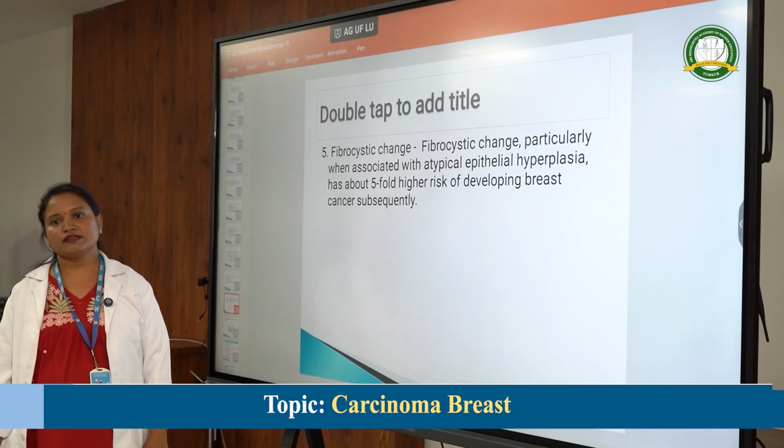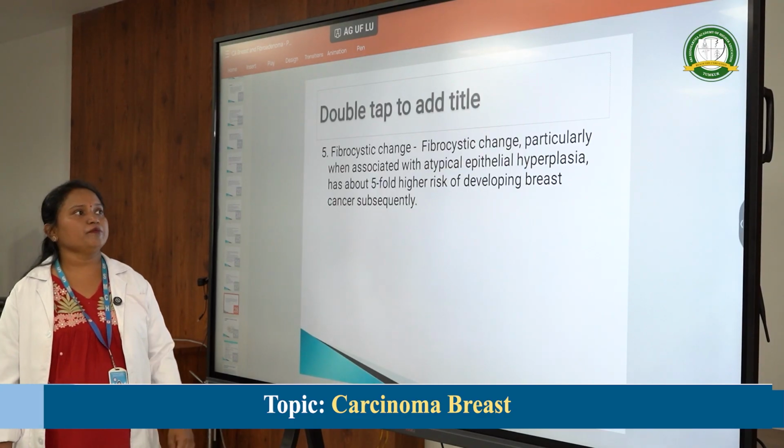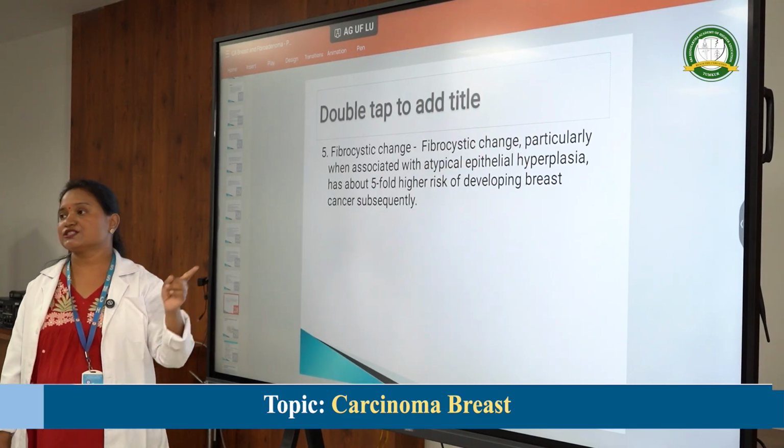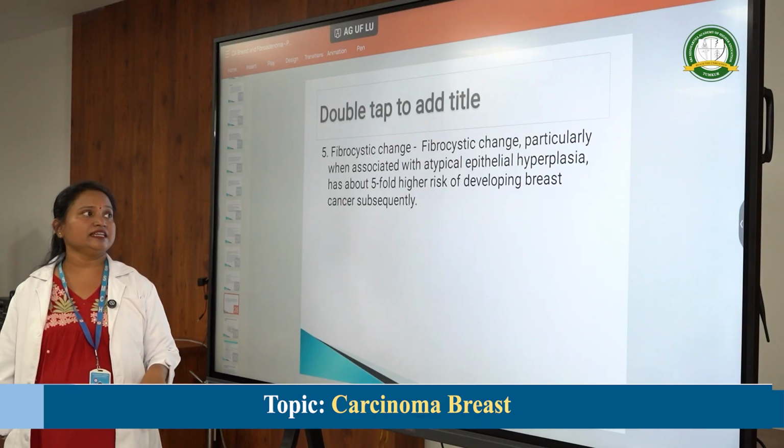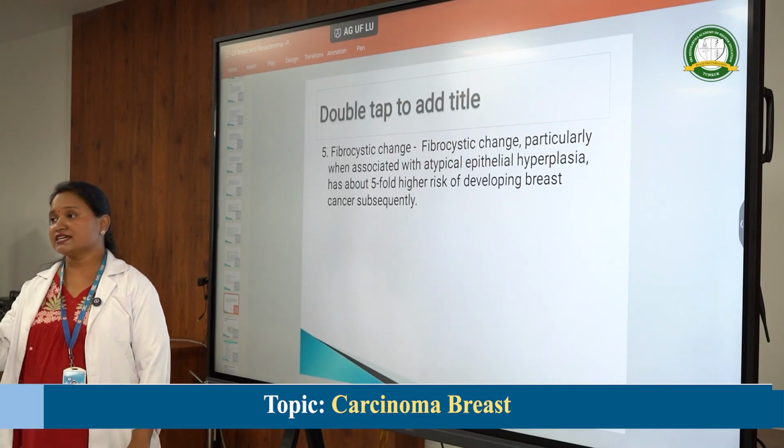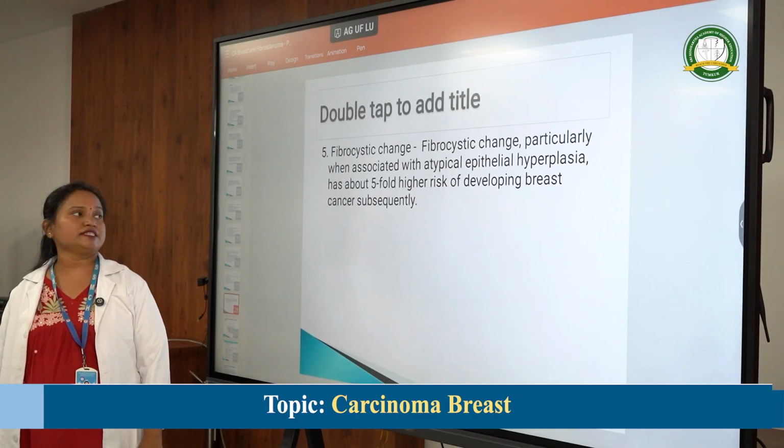And also sometimes fibrocystic change. So fibrocystic change, particularly when it is associated with atypical epithelial hyperplasia, which has a 5-fold increase, means 5 times higher risk of developing breast carcinomas.